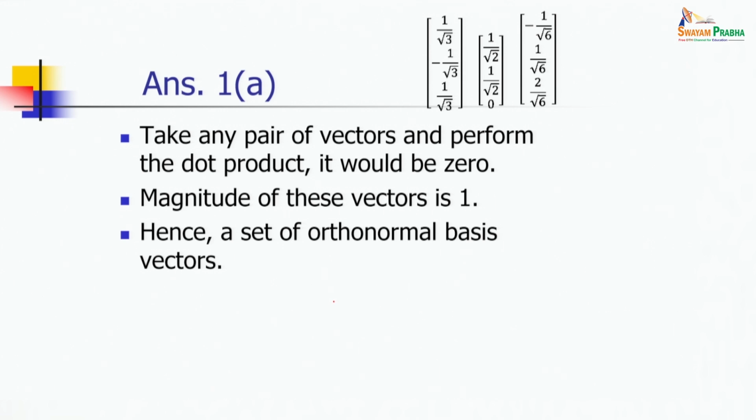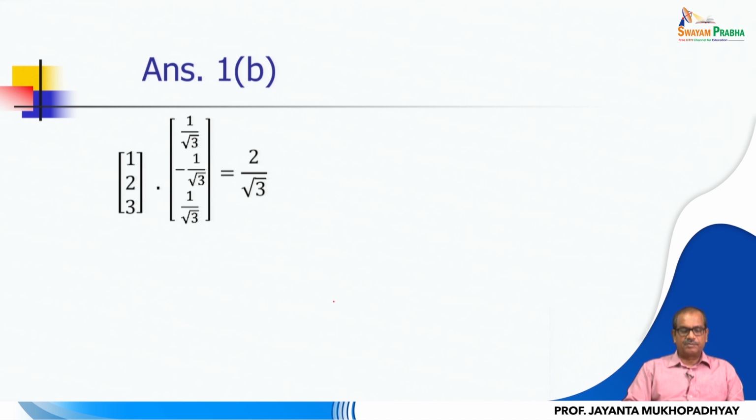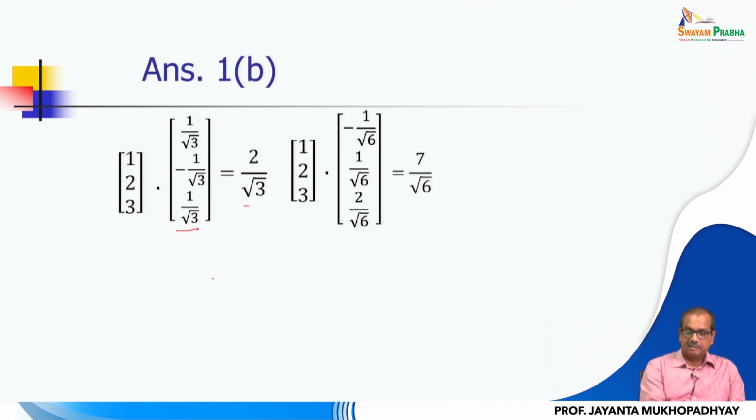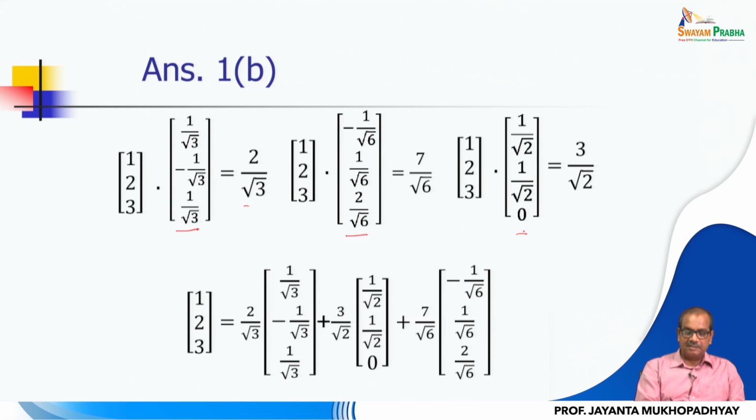Now once we have a set of orthonormal basis vectors, and the vector is also of 3 dimensions, there is an exact representation. So you can simply take the dot products along those vectors to get the coefficients. These dot products, with respect to 1, 2, 3, which is the given vector you would like to approximate: for this vector it is 2 by root 3, take the dot product. For this one 7 by root 6, and for this one 3 by root 2. So these are the coefficients.